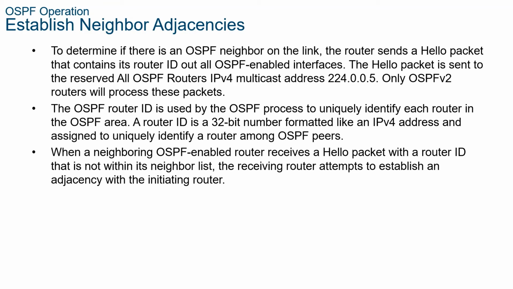The OSPF router ID is used by the OSPF process to uniquely identify each router in the OSPF area. A router ID is a 32-bit number formatted like an IPv4 address and assigned to uniquely identify a router among the OSPF peers. When a neighboring OSPF-enabled router receives a hello packet with a router ID that is not within its neighbor list, the receiving router attempts to establish an adjacency with the initiating router.